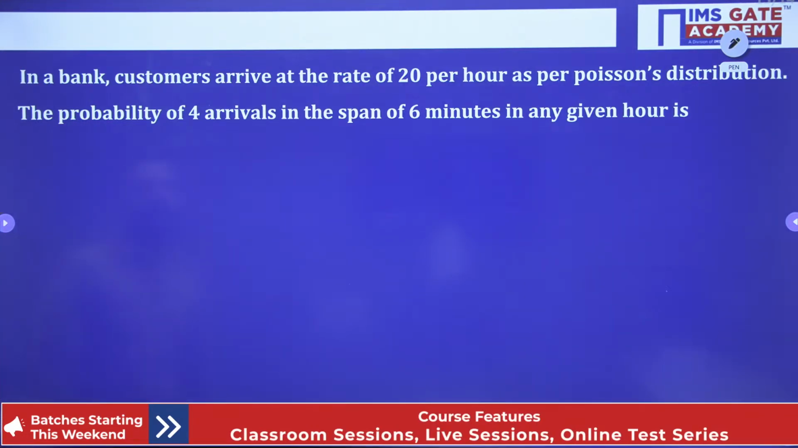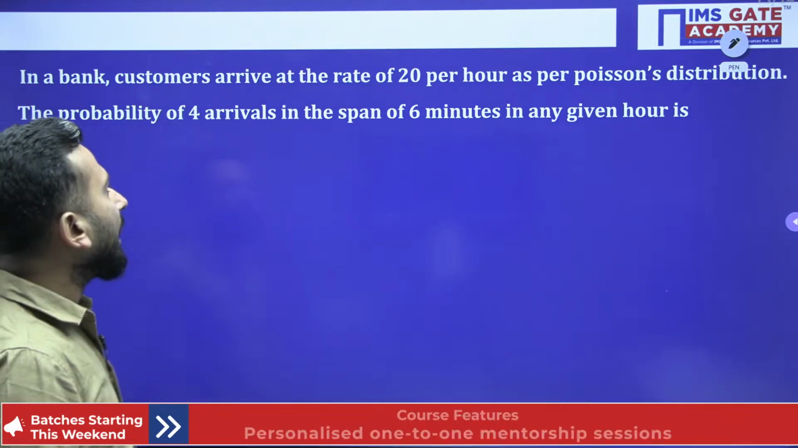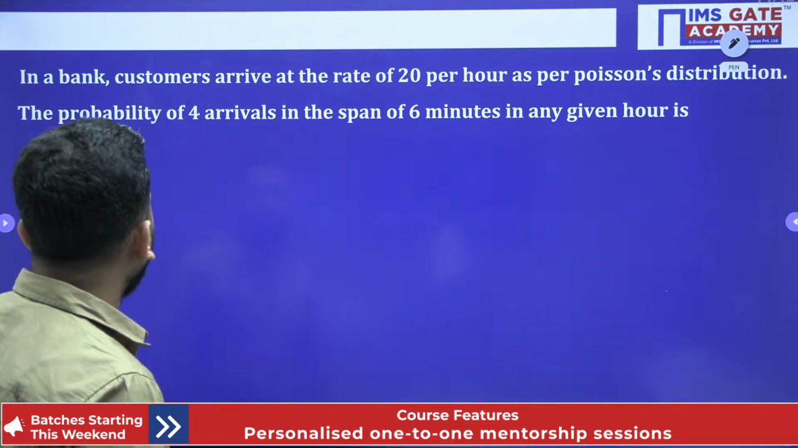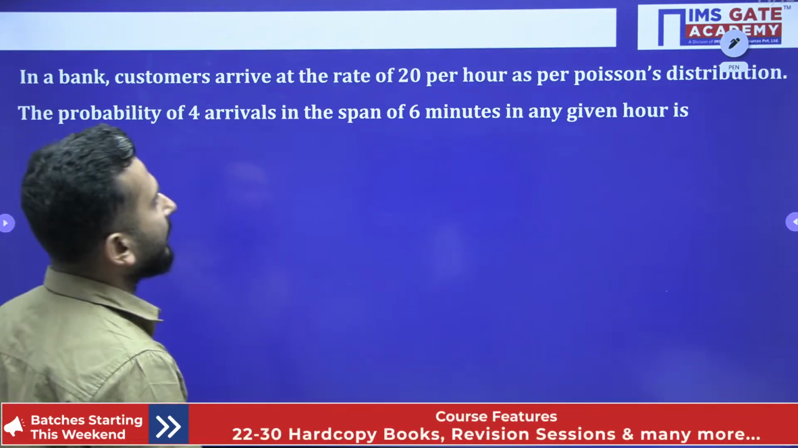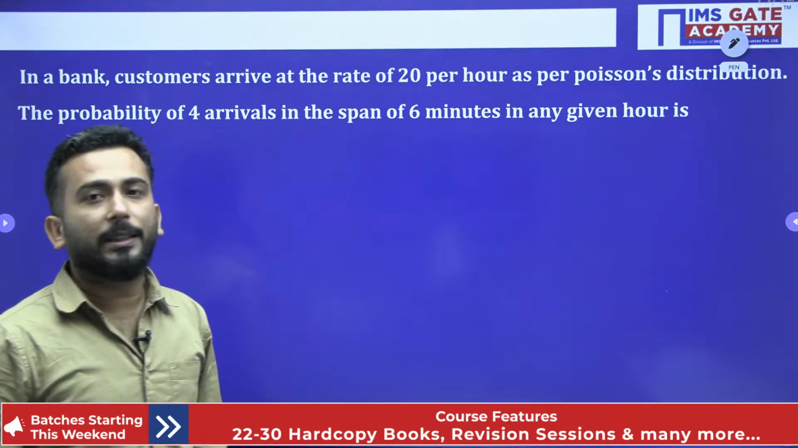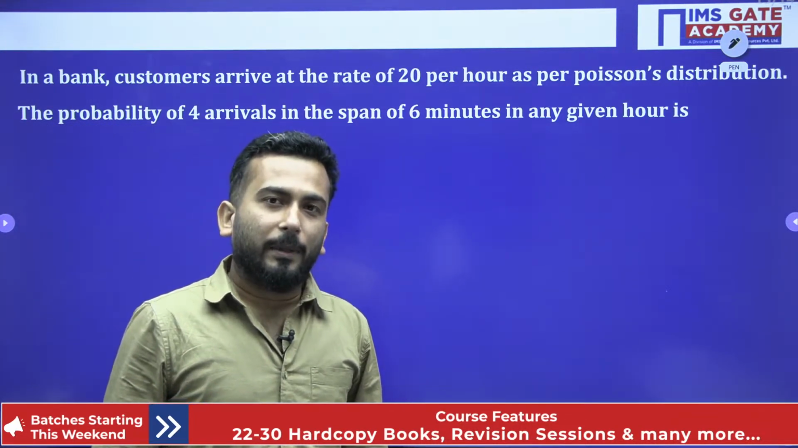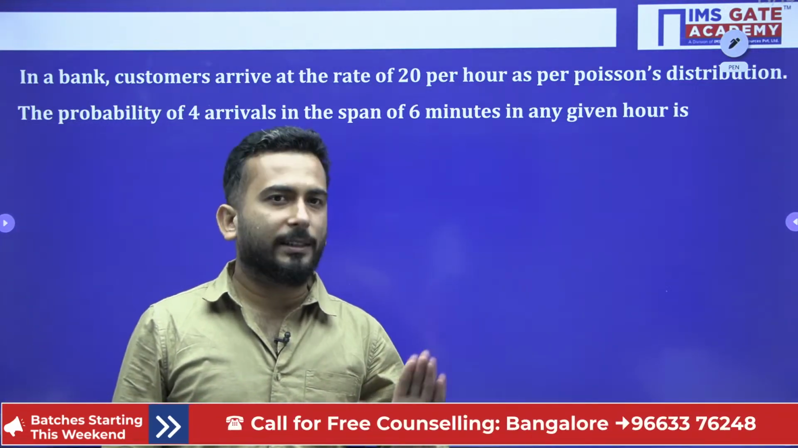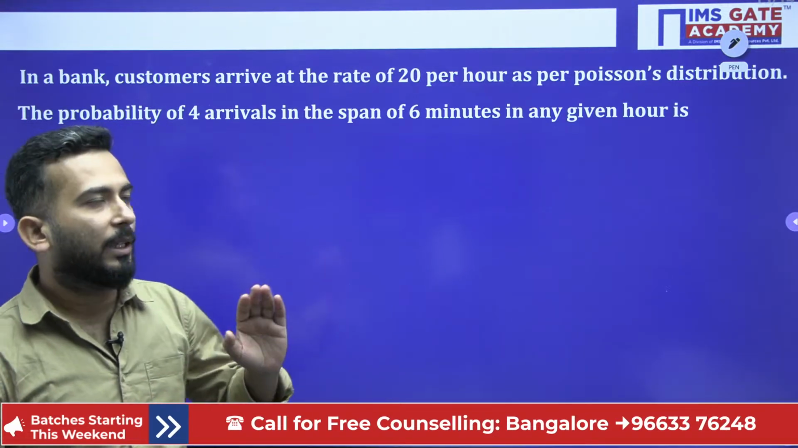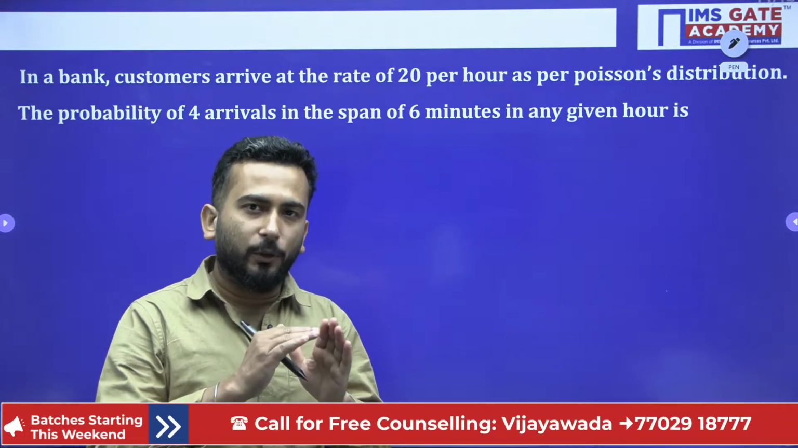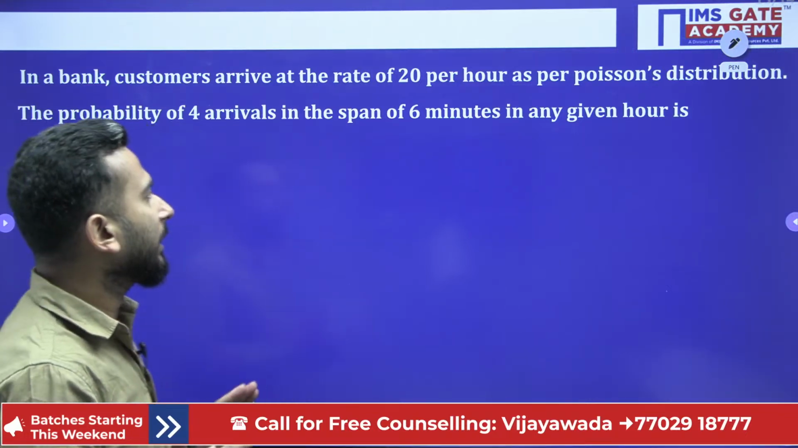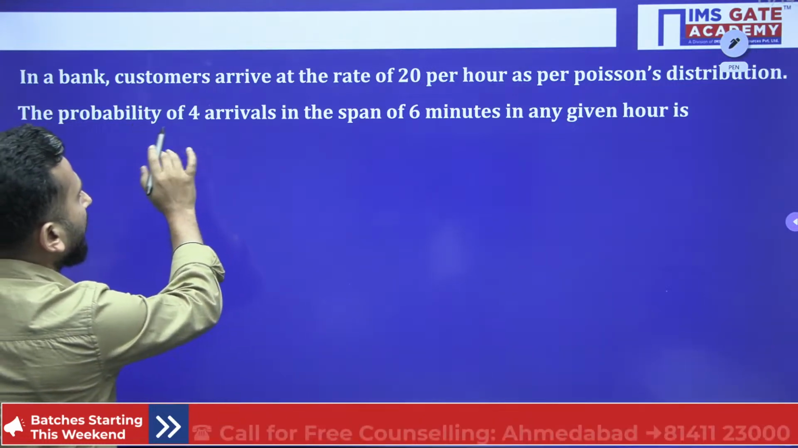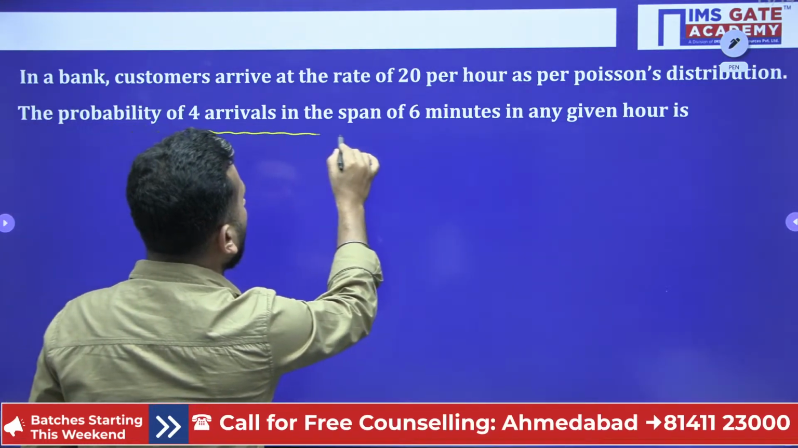So the question says, in a bank, customers arrive at the rate of 20 per hour as per Poisson distribution. The probability of 4 arrivals in a span of 6 minutes in any given hour is what? My dear friends, if you solve this question of Poisson, it's a simple question, I'm not saying it's very difficult, but if you solve it, you will be in a very good position conceptually.